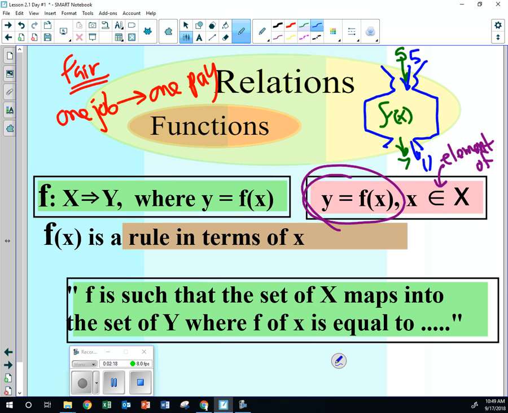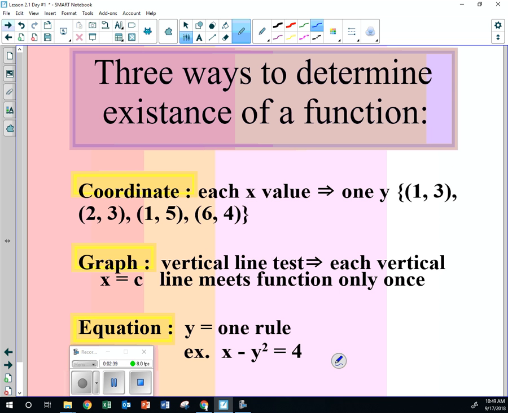So 1x, 1y. And then f of x is a rule in terms of y. That's an f of x rule or equation. This is mapping x's to y's. It's a little different than a relation. Anything goes in a relation. But functions are a special kind of relation. Every x goes to 1y. Now there are 3 ways that you can analyze this function idea.